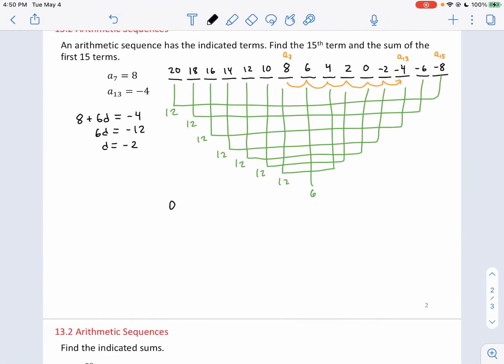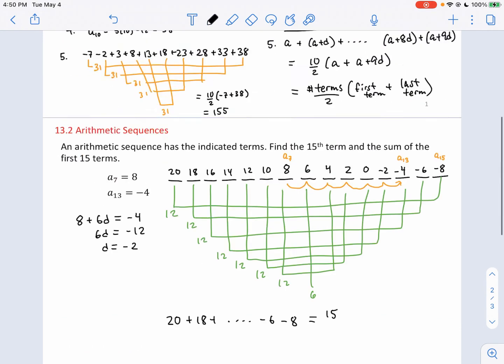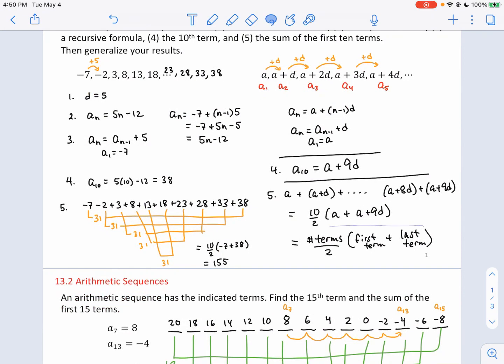So in this case here, we're going to do a sub 1. Let's write it this way. Here's a sub 1, 20, plus 18, etc., minus 6, minus 8. Here, this represents all the sum. I'm not writing every single thing, but we get... Our formula would suggest we do the number of terms, which is 15 terms. I'm hearkening back to this identity right here.